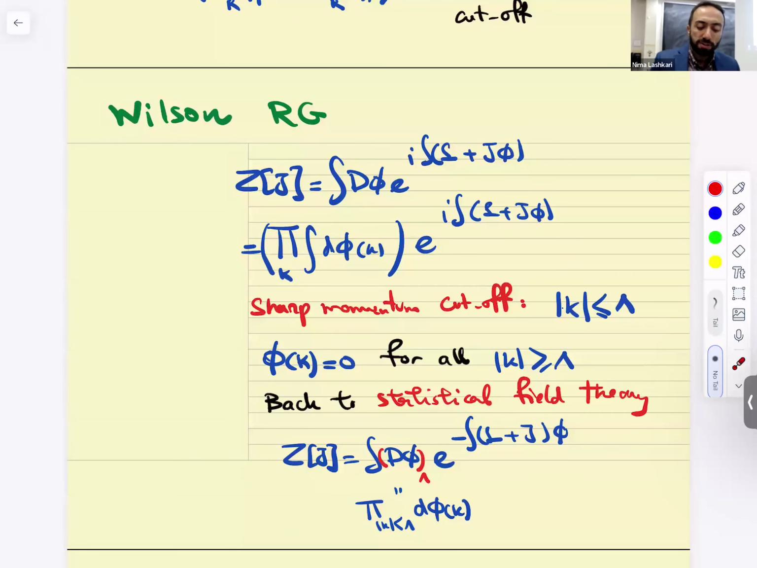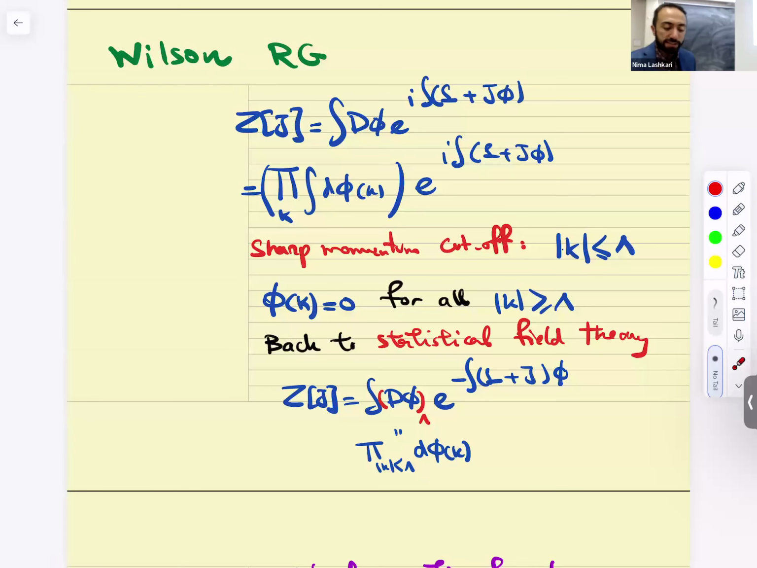So a sharp momentum cutoff means that, well, this is like an uncountably infinite set of variables. Let's just cut them off at some large k. This is the absolute value of k, right? So k squared, k mu, k mu. So you do the Wick rotation, all that song and dance, right? Sharp momentum cutoff means, another way of saying it, that you could keep the integral, but in your fields just put phi of k equals 0 for all k larger than lambda. It's the same thing.